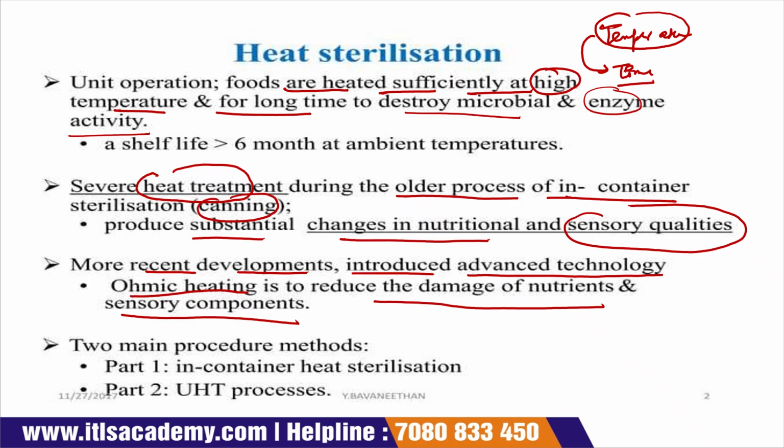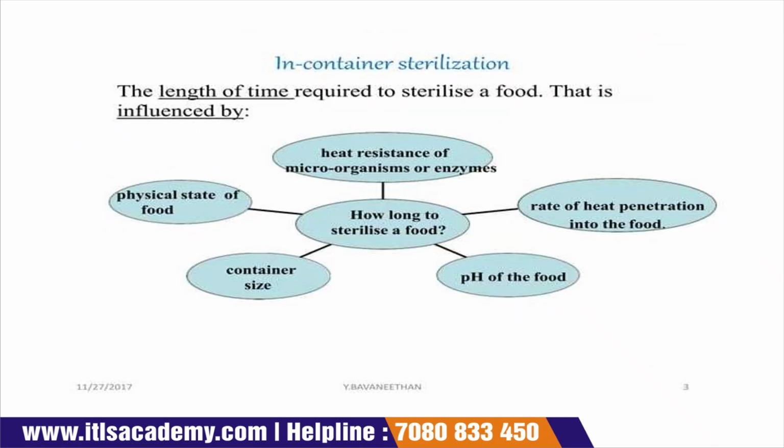So there are two main procedures of sterilization. The first one is in-container heat sterilization, and the second one is the UHT process. So the first one is in-container sterilization. In container sterilization, the length of time required to sterilize a food is influenced by several factors. Here we require a holding time, which means that we have to hold a temperature for a particular period of time. That time is known as the length of time.